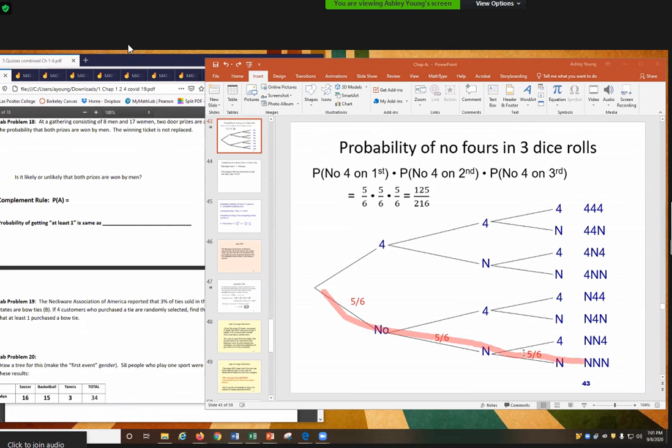So if I find this one pathway, it's just like the one you guys just did a second ago. 5/6 times 5/6 times 5/6. You can do it as a decimal. I don't need the fraction. If you gave me a decimal, that's totally acceptable. I'm absolutely okay with that.